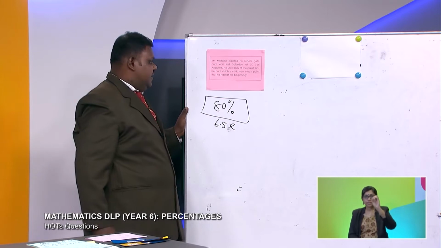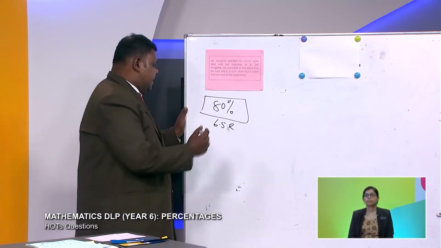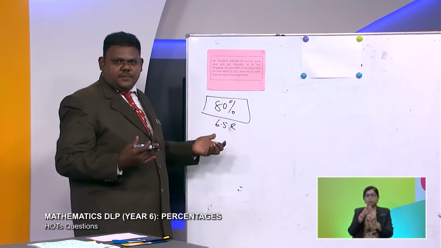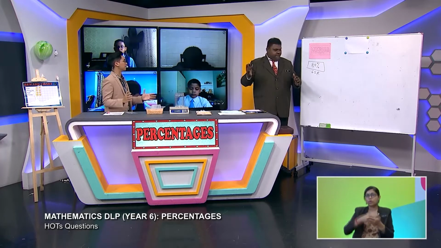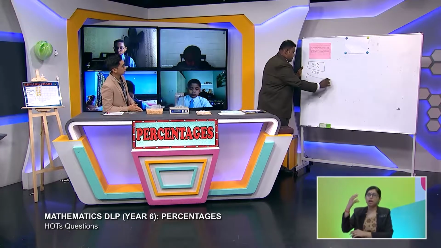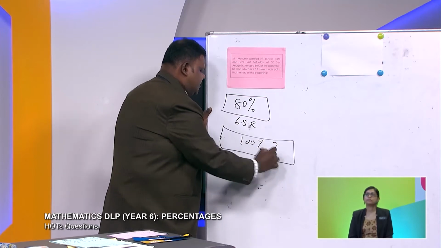Now, what is the question? How much paint did he have at the beginning? So 80% is used, which means usually how many percent do we have at the beginning, all together? 100%, sir. Very good. So all together is 100%. So we're going to find how much this 100% is.